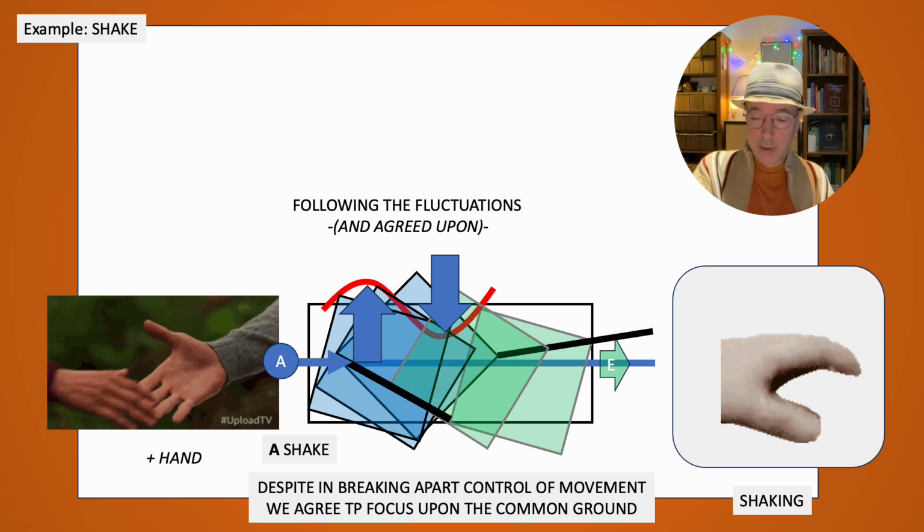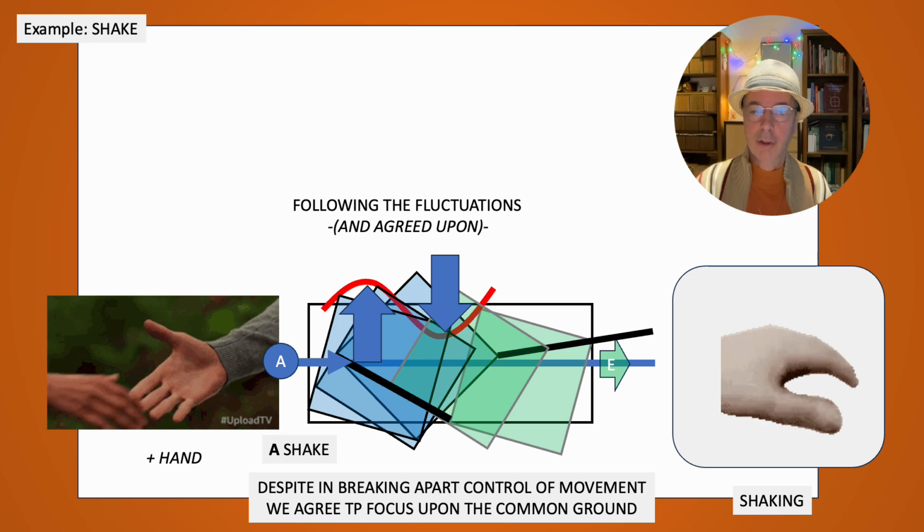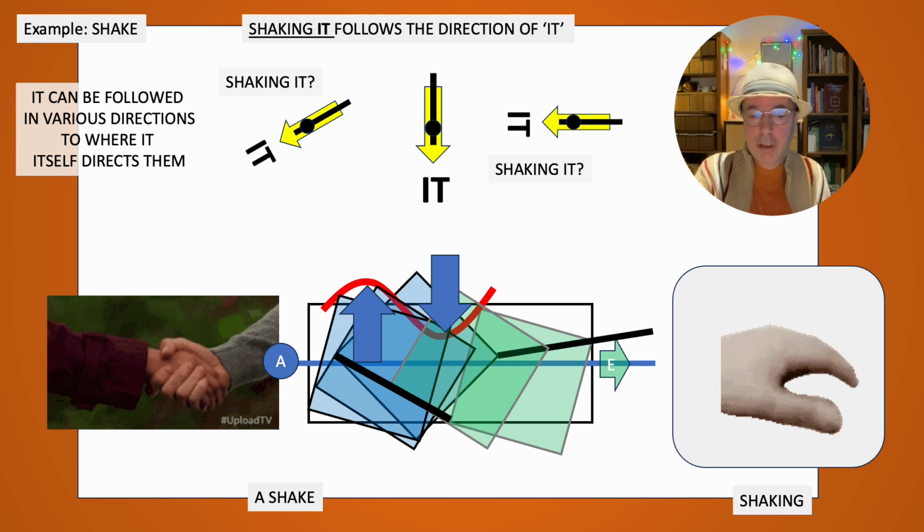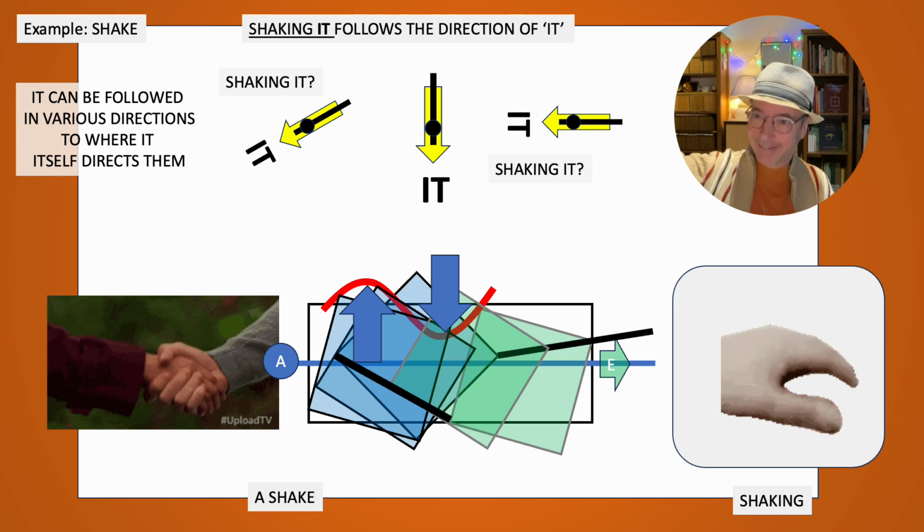In the handshake, we make that agreement that we have a stable ground with two persons. The A continues. It has a stable ground. And despite that there will be movements, there will be changes, we agree that there's a common ground, and that's the A from the handshake. You still have the shaking itself, a shake, shaking it. What kind of shakes do we have?